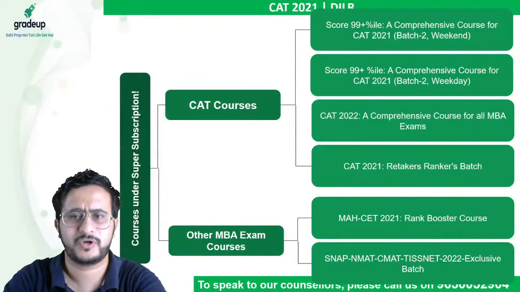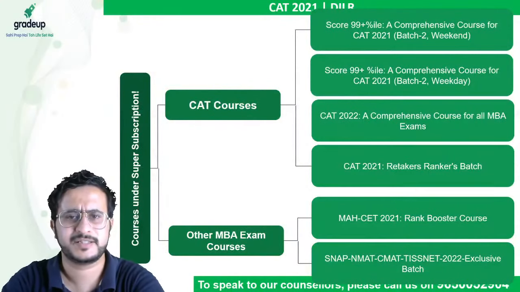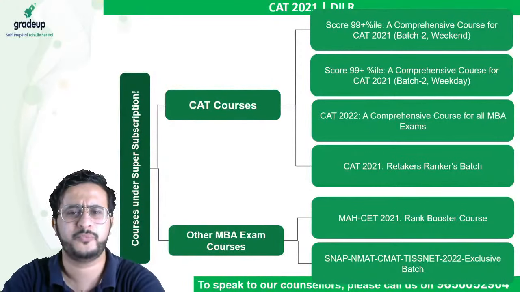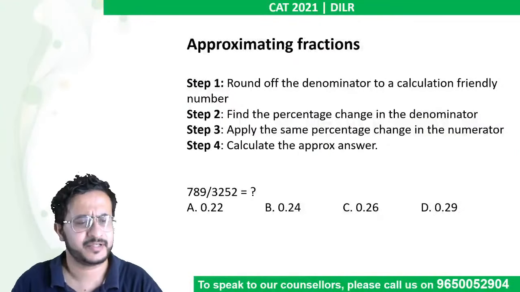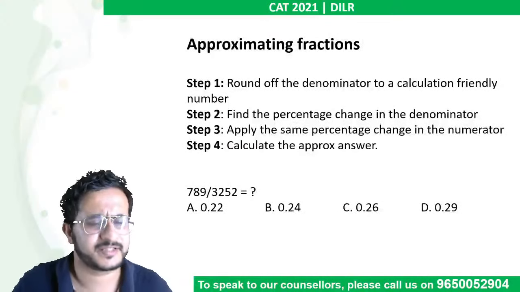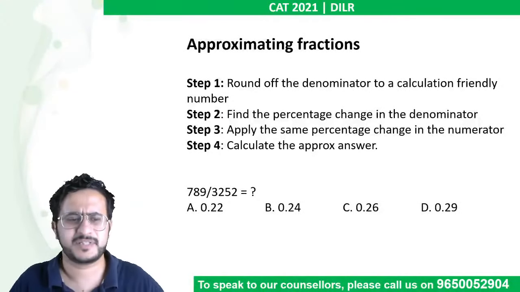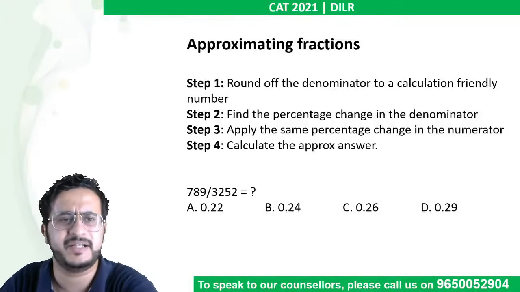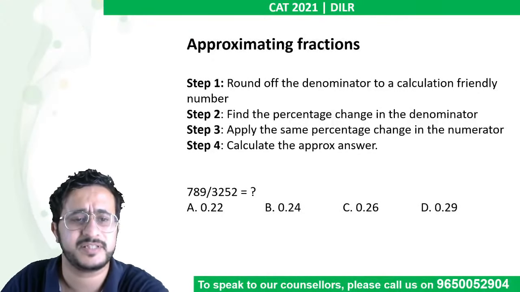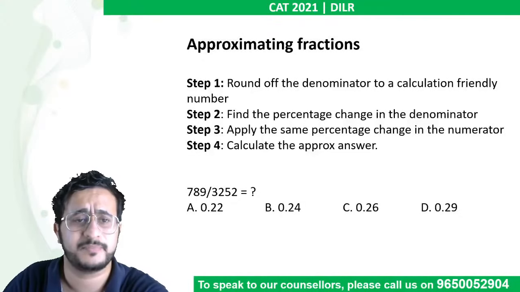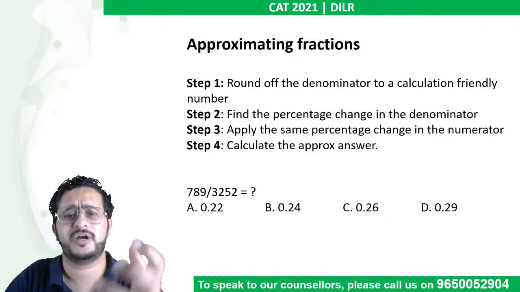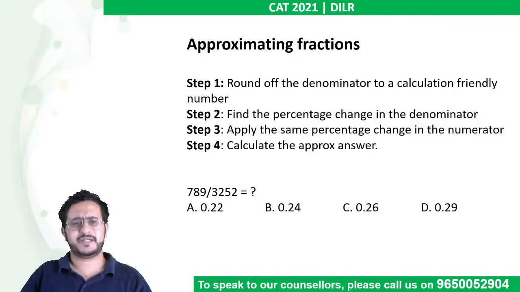Okay, all right, so let's start with the things that I have for today. I'm going to talk about a few pointers that are quite handy. First is approximating fractions. Many a times, maybe not in CAT, but definitely in other MBA entrance examinations, you get certain approximate values and you have to approximate certain values.